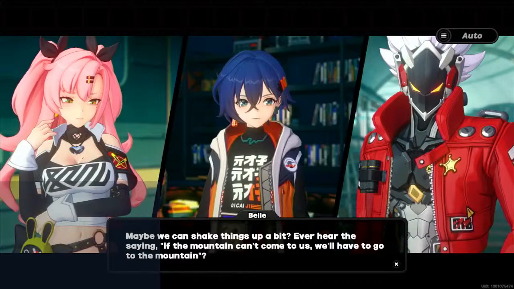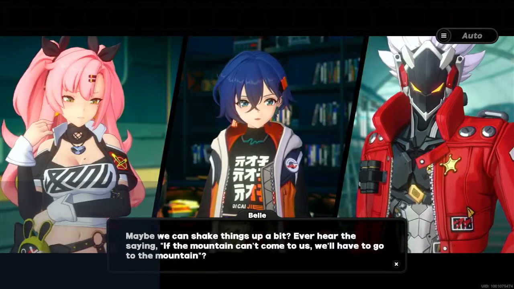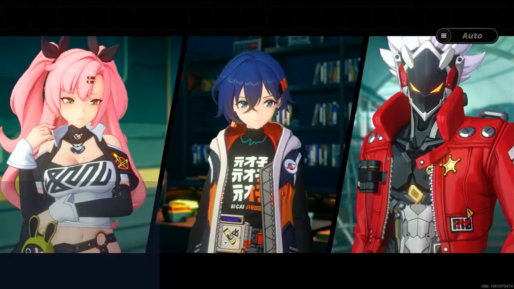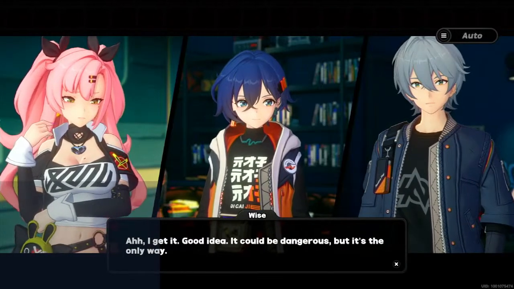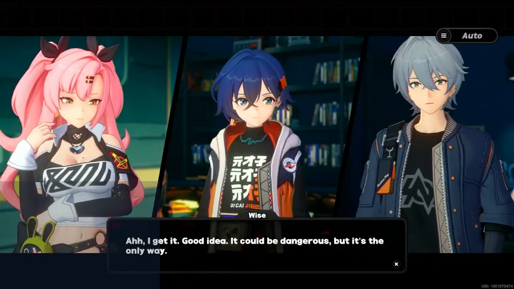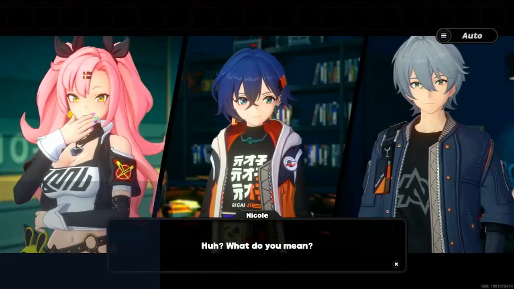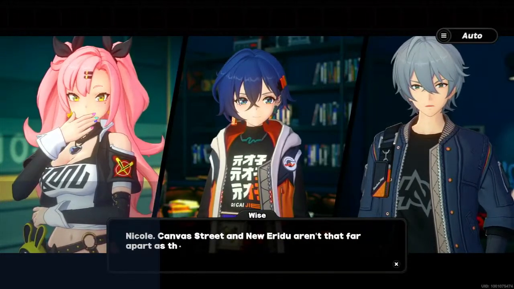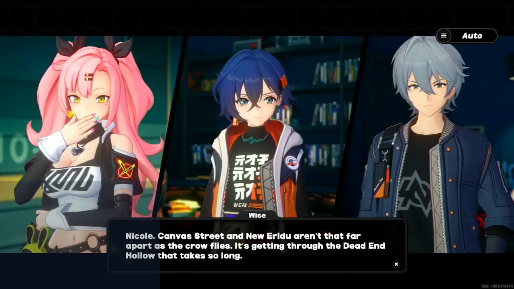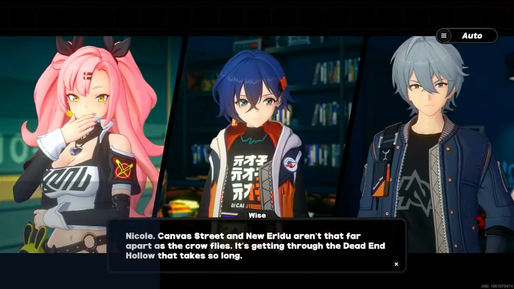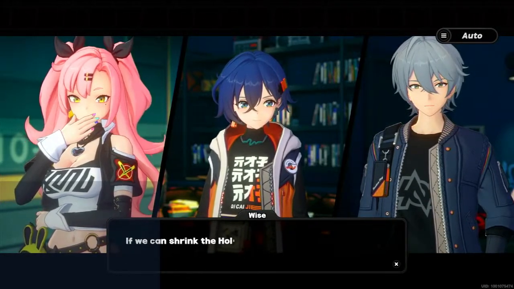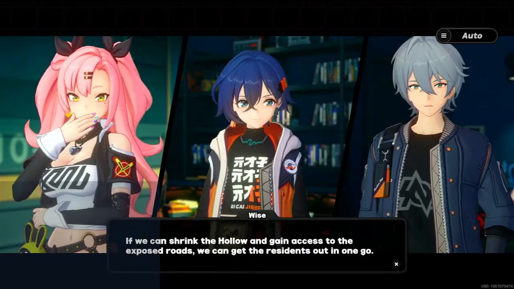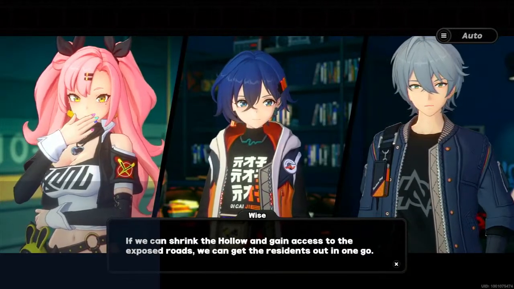Ever hear the saying, if the mountain can't come to us, we'll have to go to the mountain? I get it. Good idea. It could be dangerous, but it's the only way. What do you mean? Nicole, Canvas Street and New Eridu aren't that far apart as the crow flies. It's getting through the dead-end hollow that takes so long. If we can shrink the hollow and gain access to the exposed roads, we can get the residents out in one go.